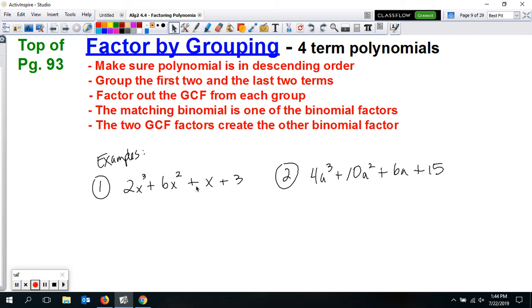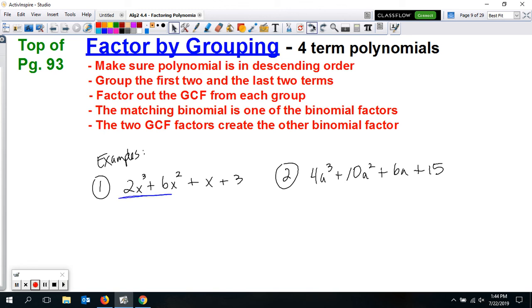All right, so let's take a look at this example 1. You go ahead and write this down. Somewhere up there again at the top of page 93, if you can find some space. We're actually going to do 4 of these, so I know you might need to find some more space, maybe on a previous page perhaps. So the first thing we're going to do is group. This is in descending order.